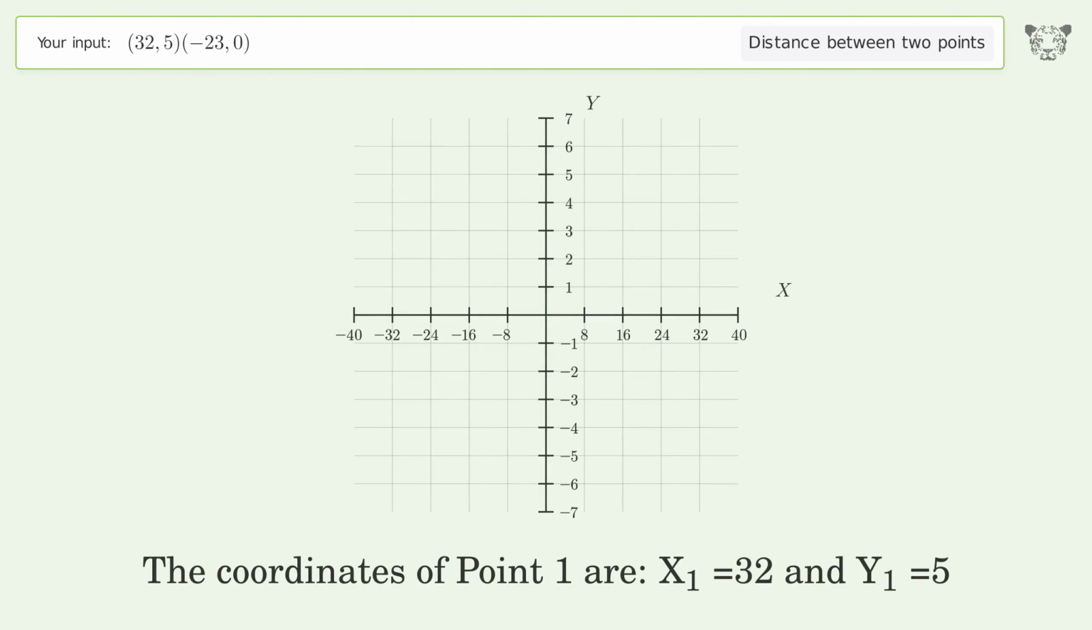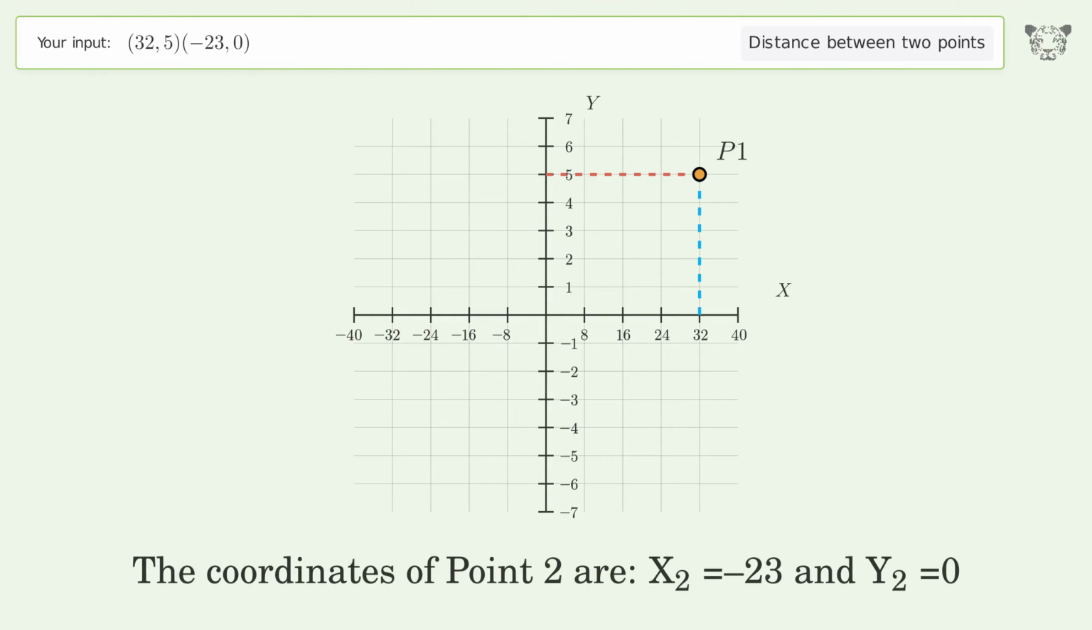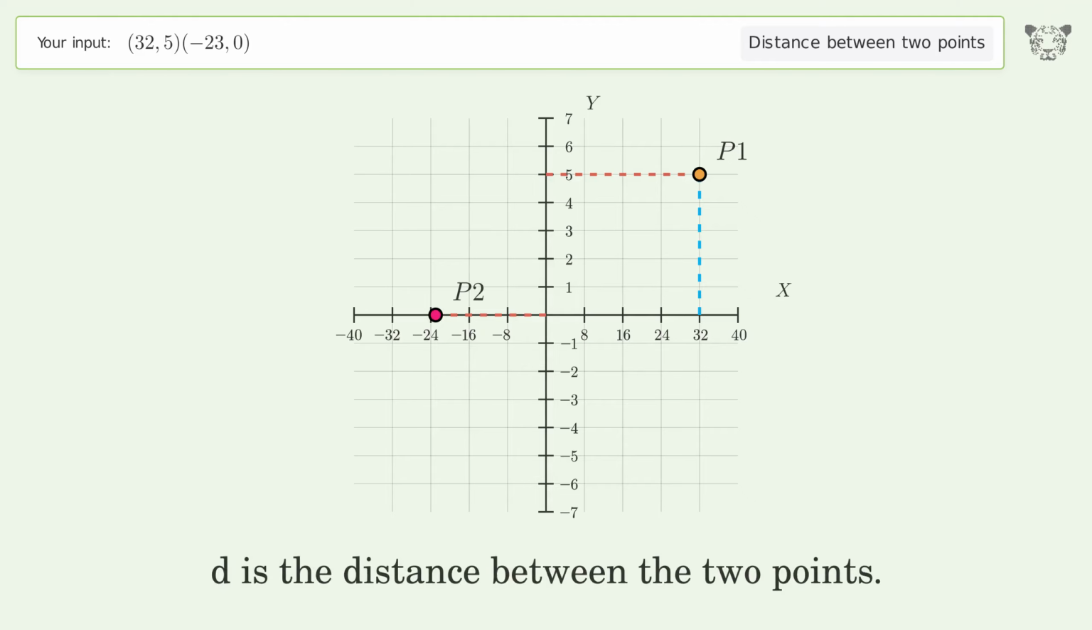The coordinates of point 1 are, x1 equals 32 and y1 equals 5. The coordinates of point 2 are, x2 equals negative 23 and y2 equals 0. D is the distance between the 2 points.